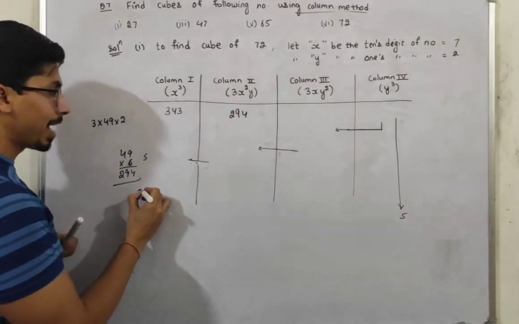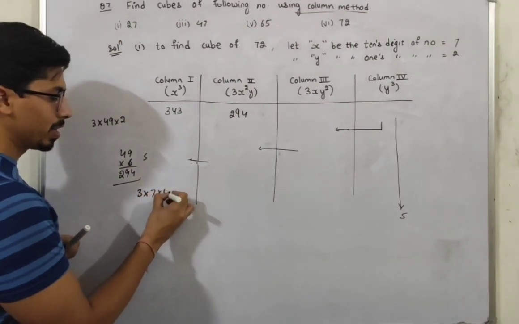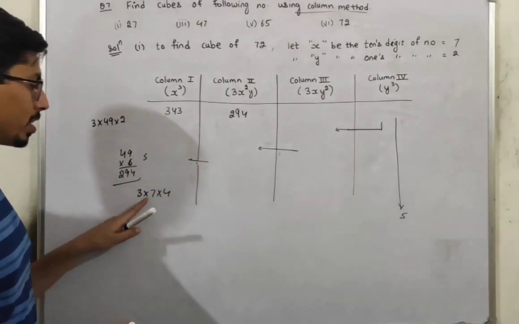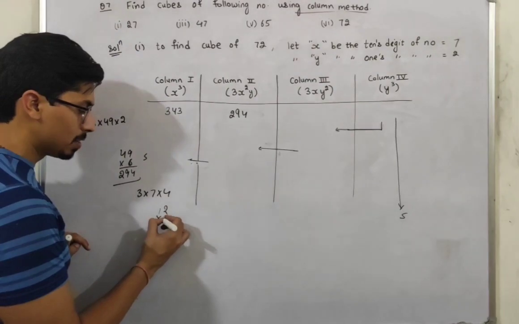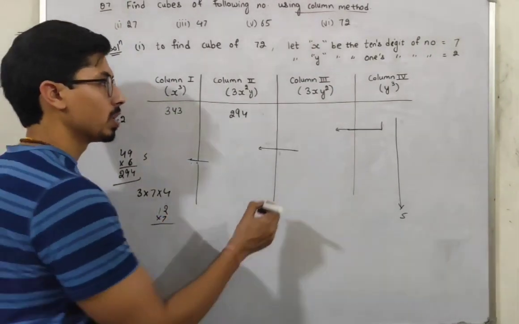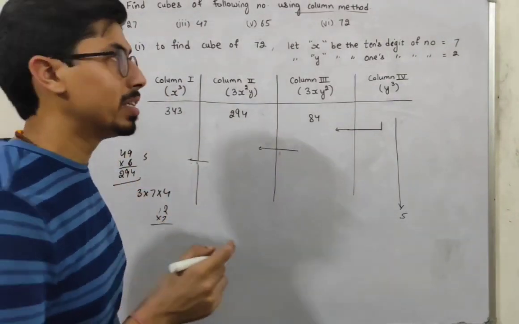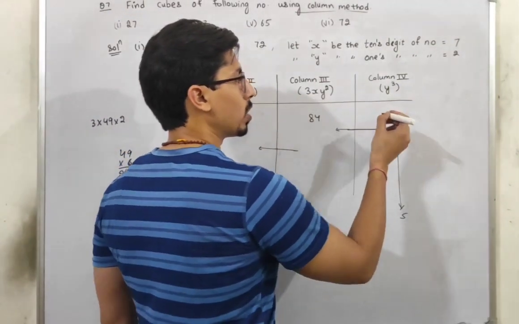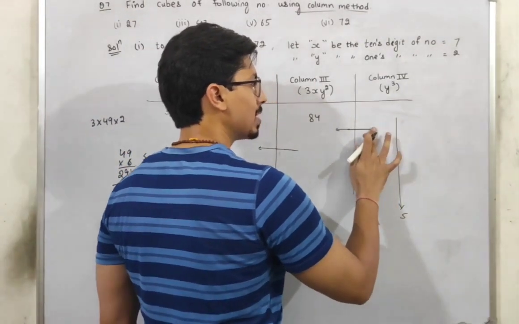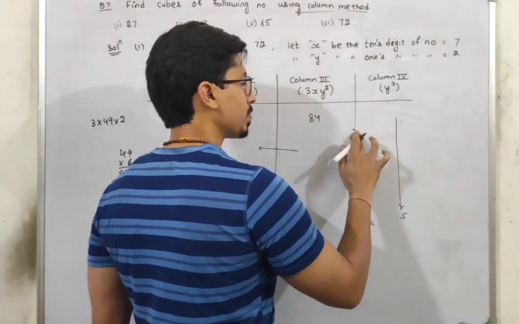Now 3xy square. So 3x is 7, y square is 4. So 4 3s are 12. And when 12 is multiplied by 7, it will be 84. Now we have y cube. y is 2. So 2 cube is 8. 2 cube is 8 students.